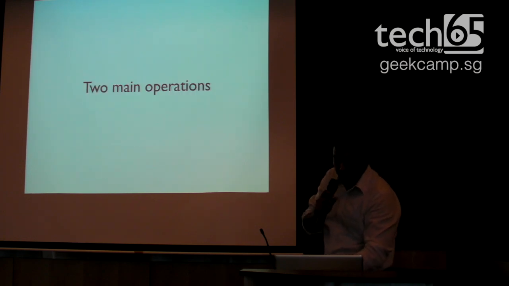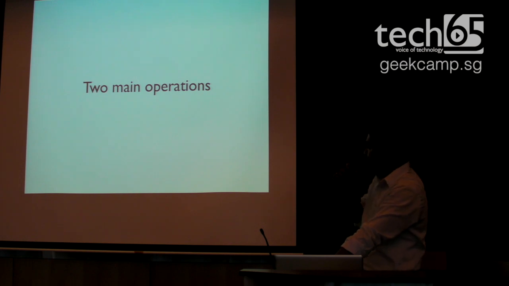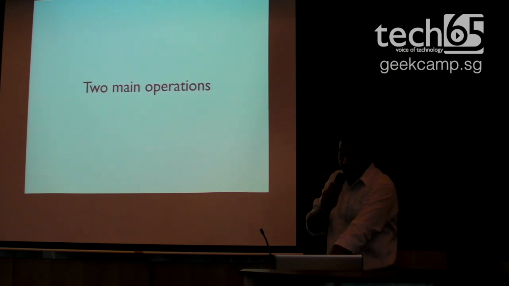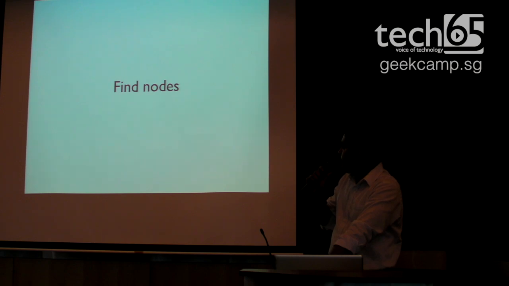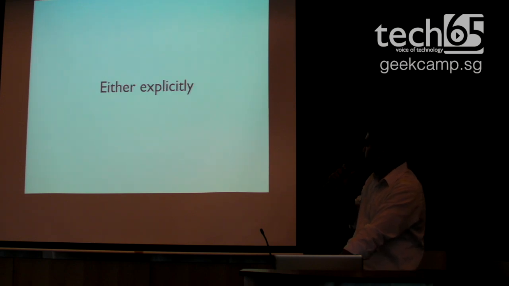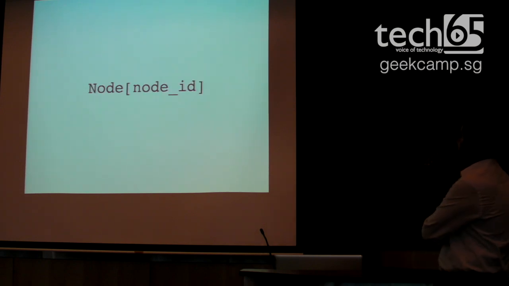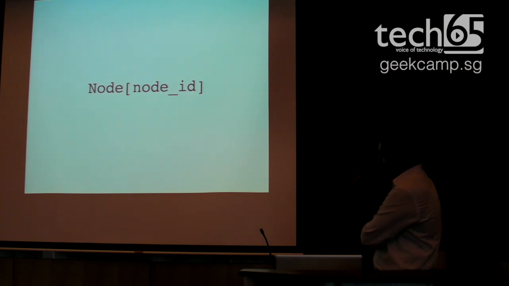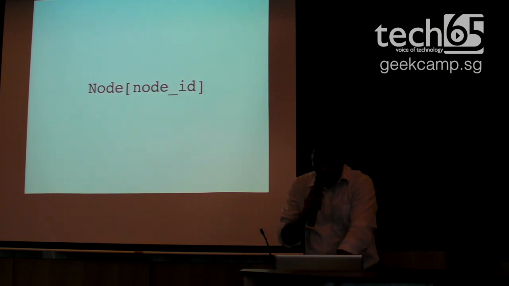Okay. So there are 2 main operations that you can do if you are trying to query graphs. You can find nodes. And you can do this either explicitly, which is by specifying the identifier of the node.